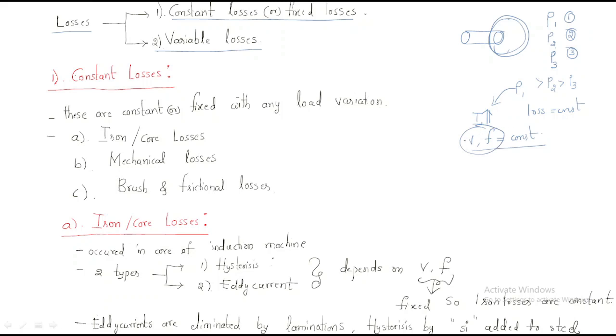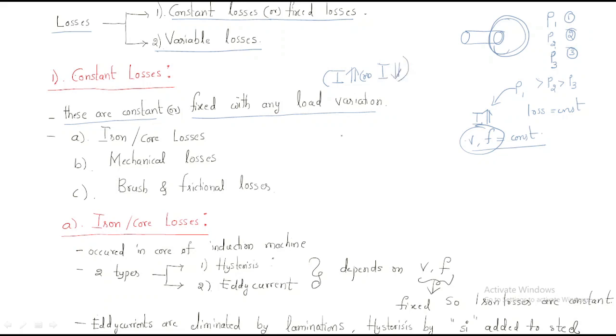Due to this constant voltage and frequency, the induced loss is called the constant loss. Understand? In our transformers as well as induction motors, both hysteresis and eddy current losses are called constant losses. Any load variation means the current value increases or decreases.